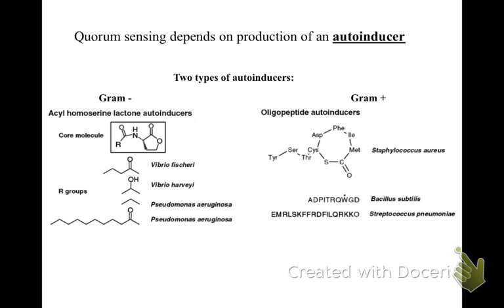Now, since those early experiments that were done by Pete Greenberg and Woody Hastings' lab. And by the way, Pete Greenberg now works at University of Washington, and he actually studies the production of these quorum sensing molecules in Pseudomonas aeruginosa, and he's specifically interested in cystic fibrosis and the role that these autoinducers play in infection in CF patients.